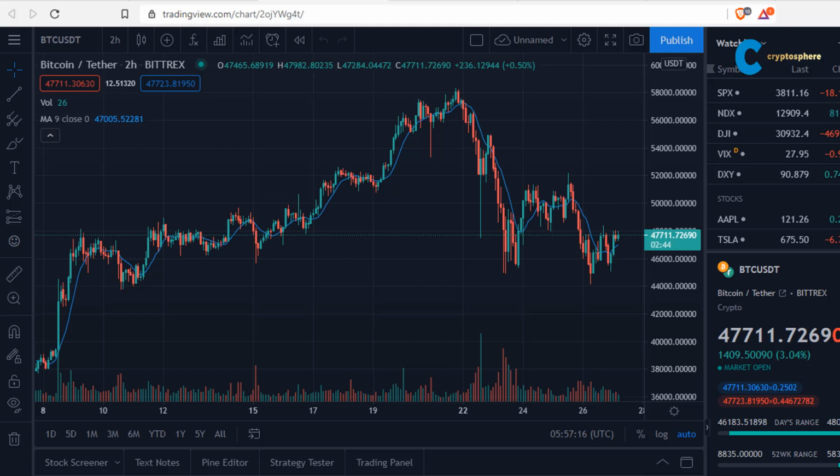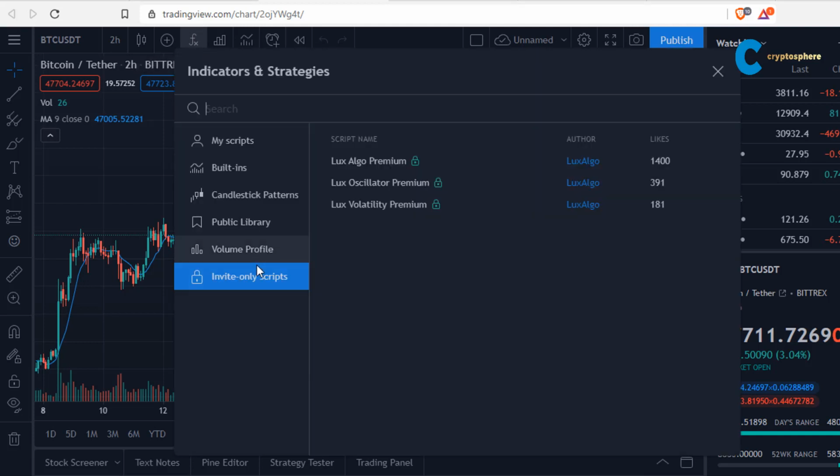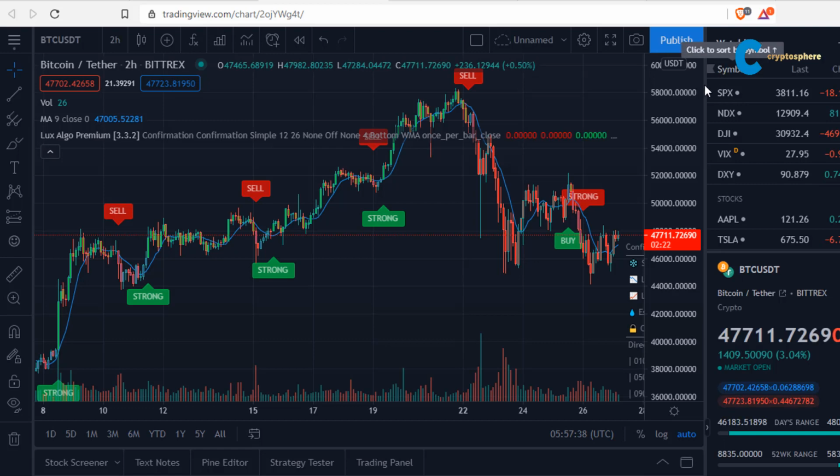In order to use Lux Algo, you have to set up a TradingView account. It takes only a few minutes to sign up, so don't worry about that. If you open your Bitcoin chart on TradingView, it looks something like this. What you want to do is hit Indicators and Strategies. From there you pick Invite Only Scripts. Then select Lux Algo Premium, and that's it. Yes, this is a paid tool, and we will take a look at the price later in this video. But now I would like to show you how the basics work.